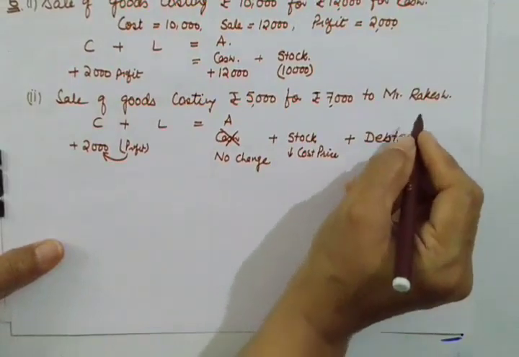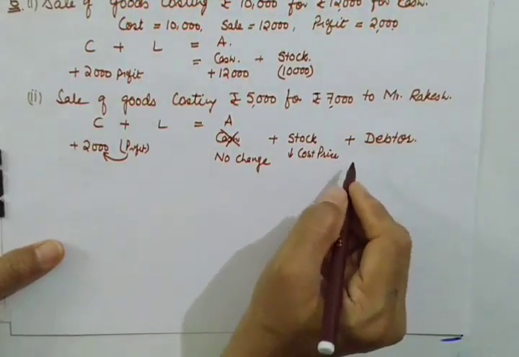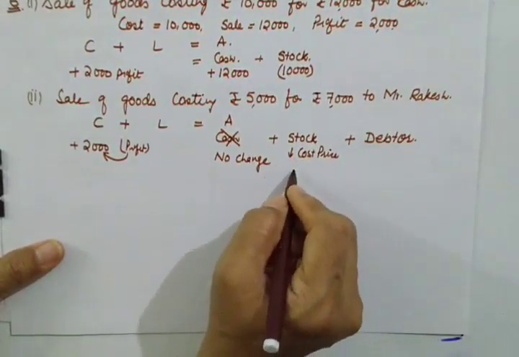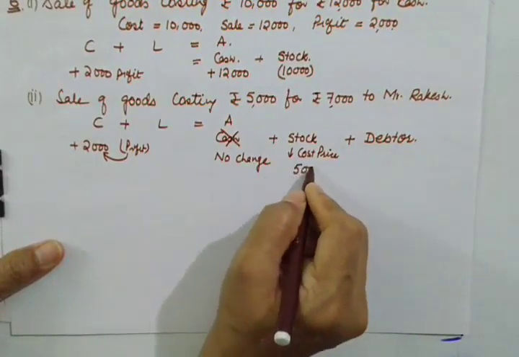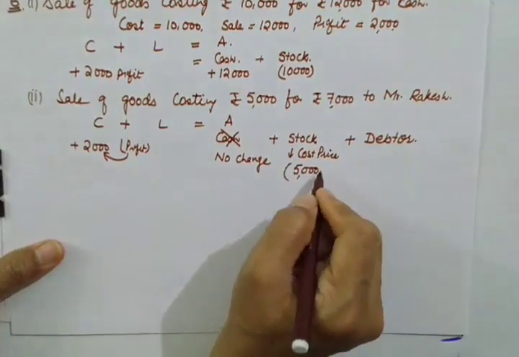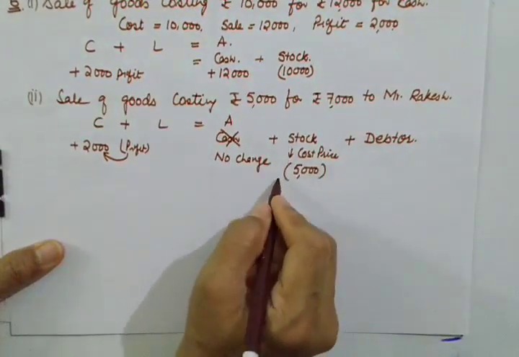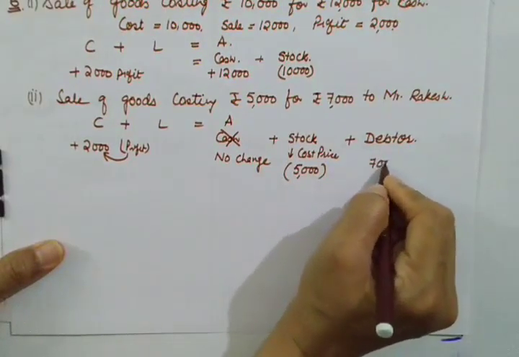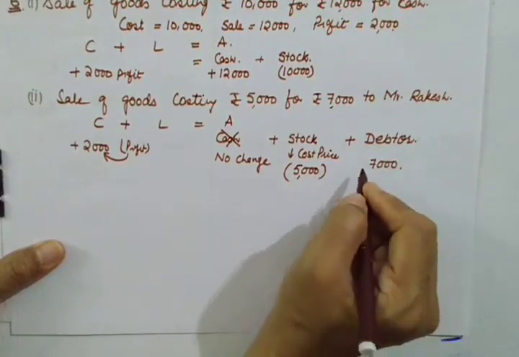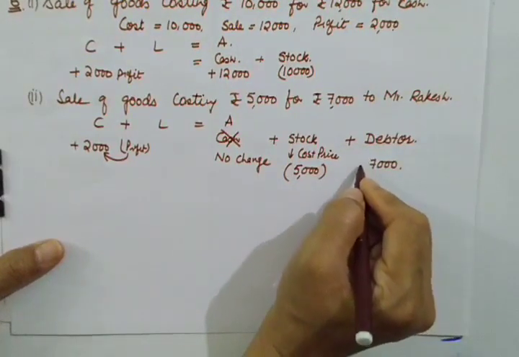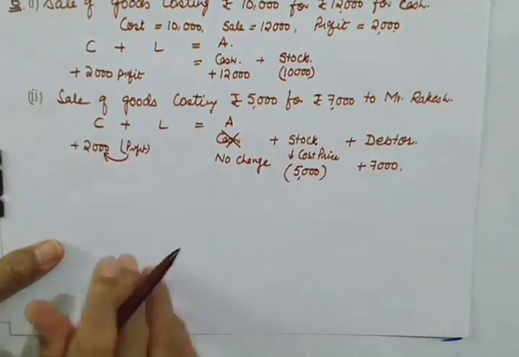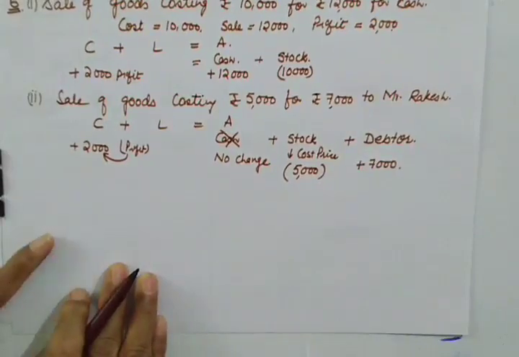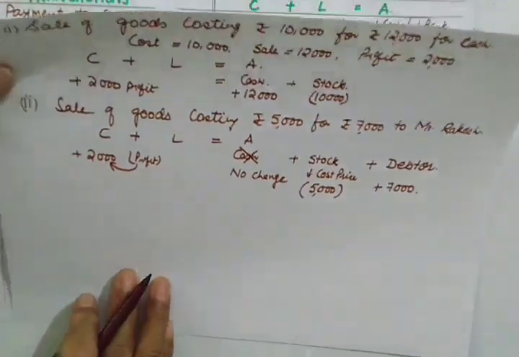What is the name of this debtor? Mr. Rakesh. So cost price means, what is the cost? Cost is 5,000. So 5,000 will be deducted from the stock and 7,000 will be added to debtors. So this is how we deal with this type of transaction.